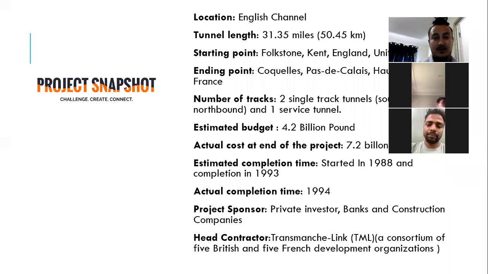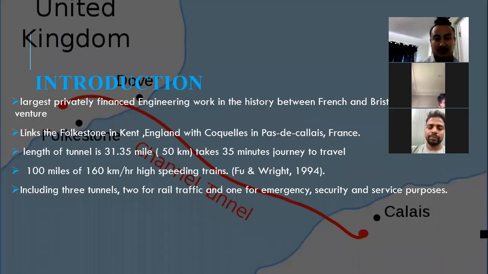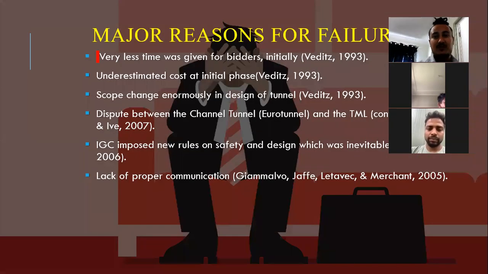So going along further, this is the introduction that I have already discussed. Now, what are the major reasons for the failure of this project? The basic major reason for the failure was that very little time was given to bidders. The contracting companies who were applying to get this project were given very little time. So they estimated very low for this project without managing every scope and cost. Hence, the cost was underestimated during the initial phase.